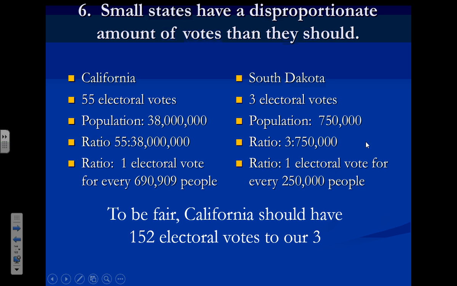If things were to be fair, really California should get 152 electoral votes to our 3. South Dakota and other small states are more powerful than they would be if we didn't use the Electoral College. People say, well, candidates don't come to South Dakota because we only have 3 electoral votes, and that is true.